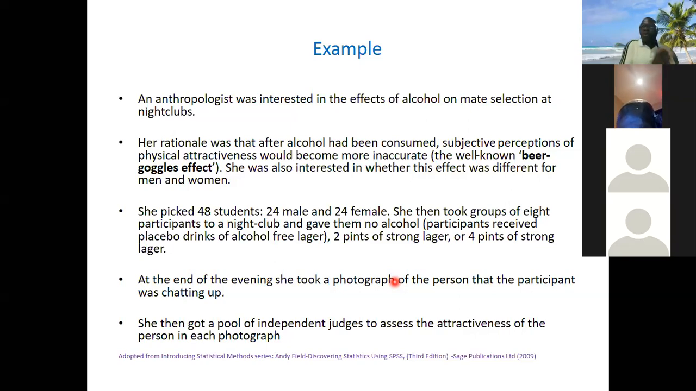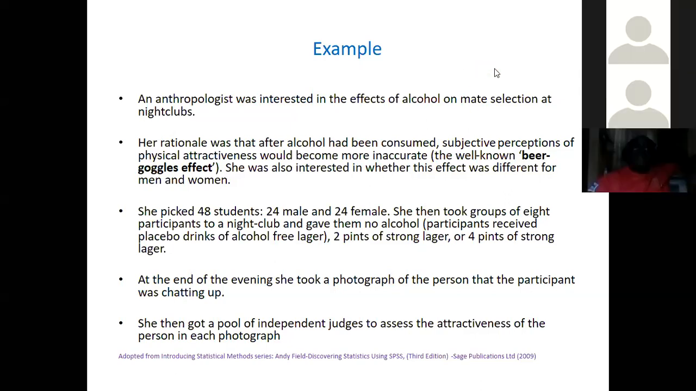In that situation, alcohol was given to some people, while others were not given alcohol. The first group didn't take alcohol. The second group took 2 pints. The third group took 4 pints. So you have three groups of people defined by the alcohol given: no alcohol, 2 pints, and 4 pints. That is one factor, the alcohol. Because this is an example of factorial ANOVA, there's another factor, which is sex. We also want to see between male and female. So you have these two factors, the alcohol and the sex.